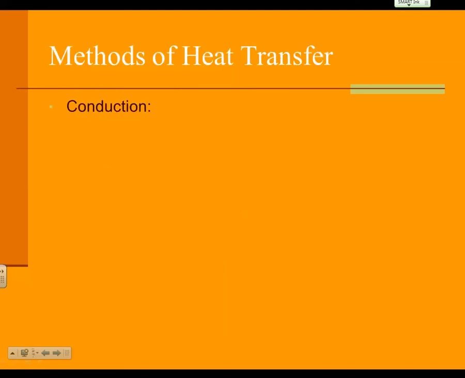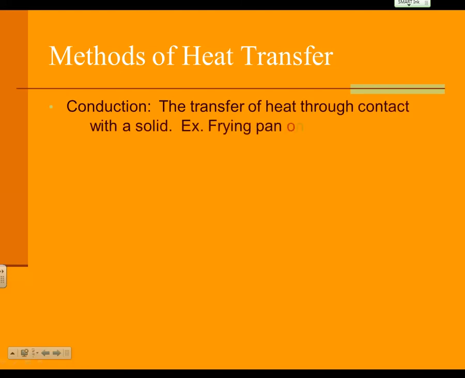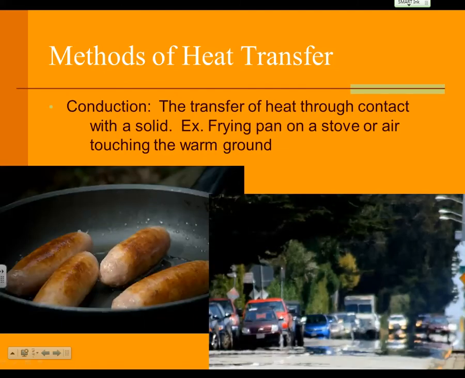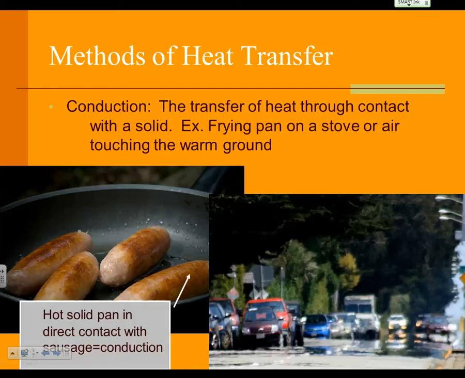All right, the methods of heat transfer. There are three we're going to learn, and they start off with conduction. This is the transfer of heat through solid contact. Kind of like the frying pan is a solid touching the solid stove underneath it, the burner, and cooking some sausages, it looks like here, touching the solid surface of the pan. So direct contact with a solid, that's conduction.